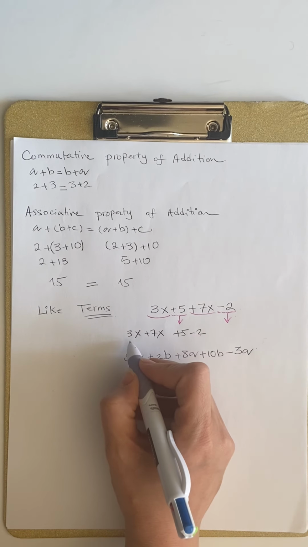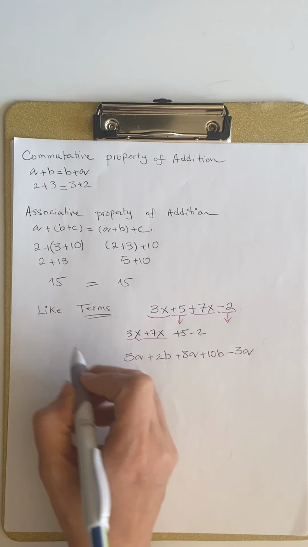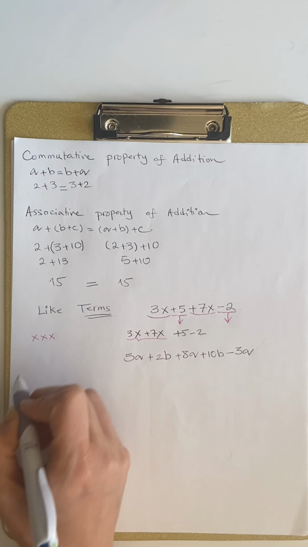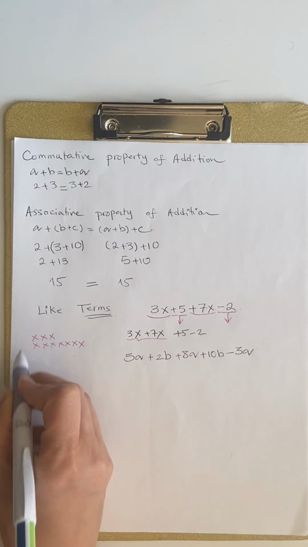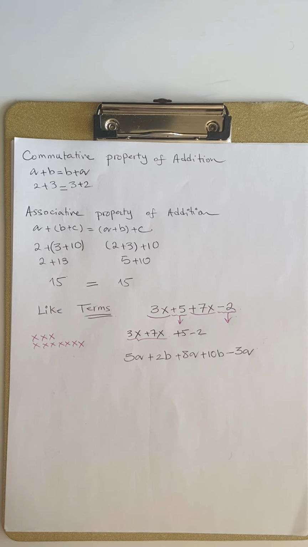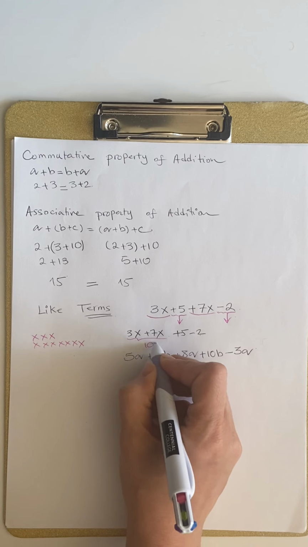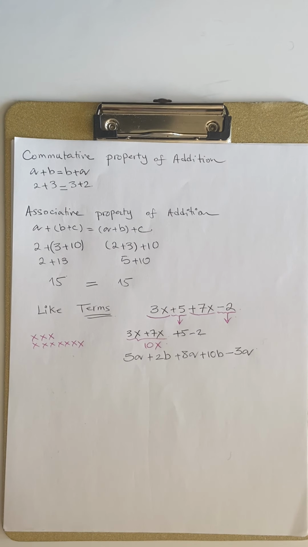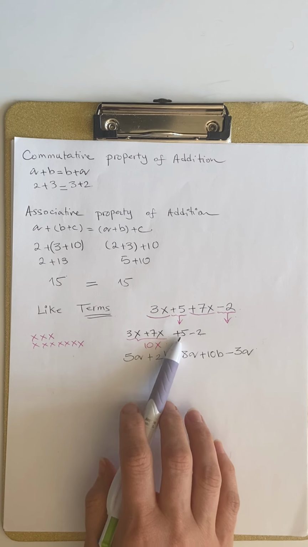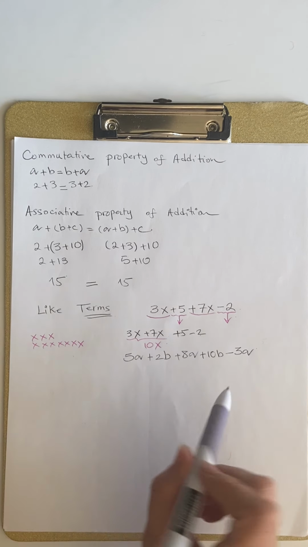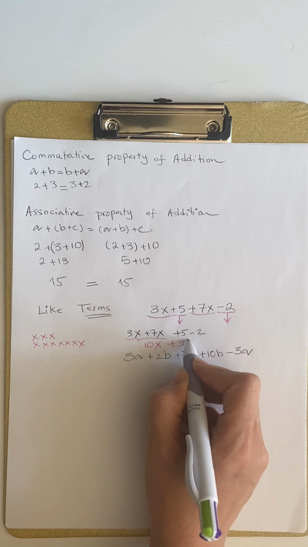What is 3x plus 7x? This is 3x, and this is 7x's. What do we have? 10x, right? 10x, that's it. What is plus 5 minus 2? You gain 5, you lose 2, so the result is plus 3.